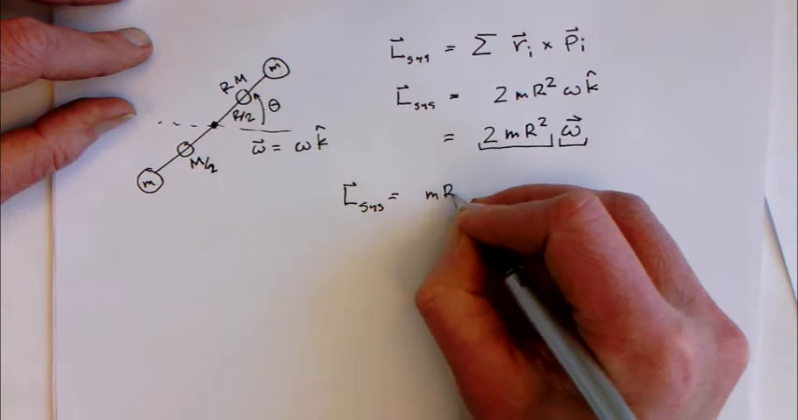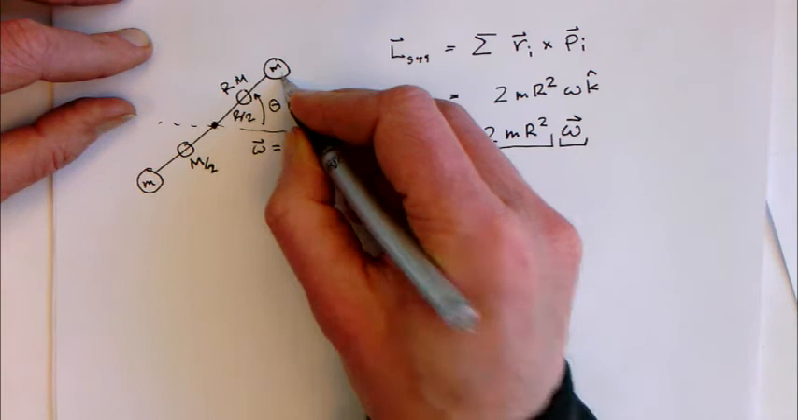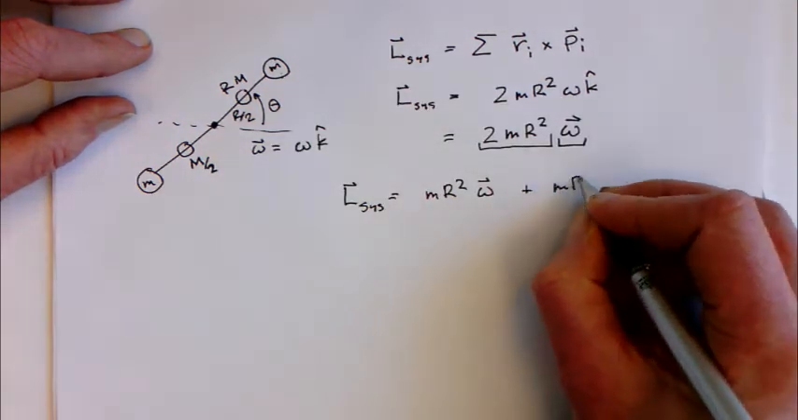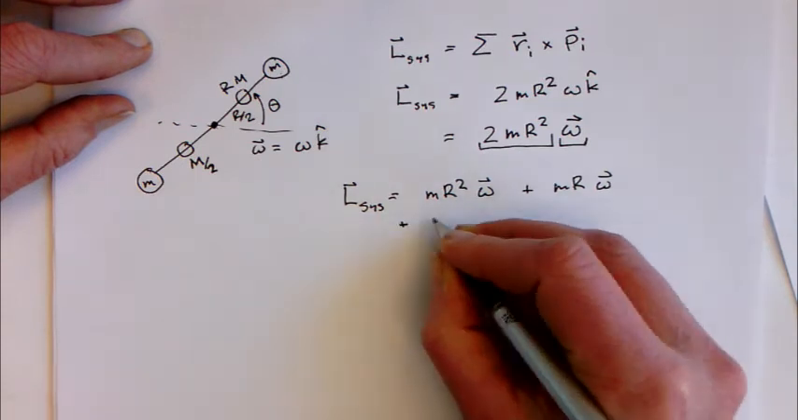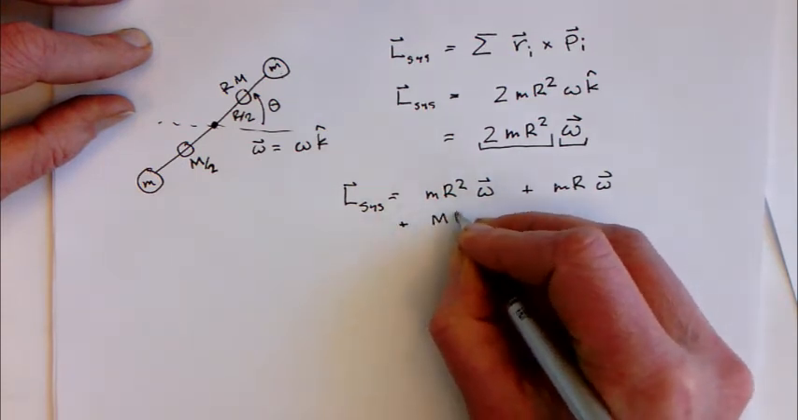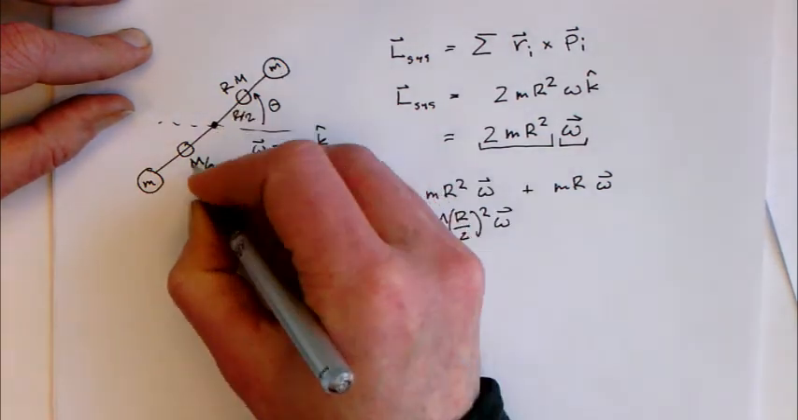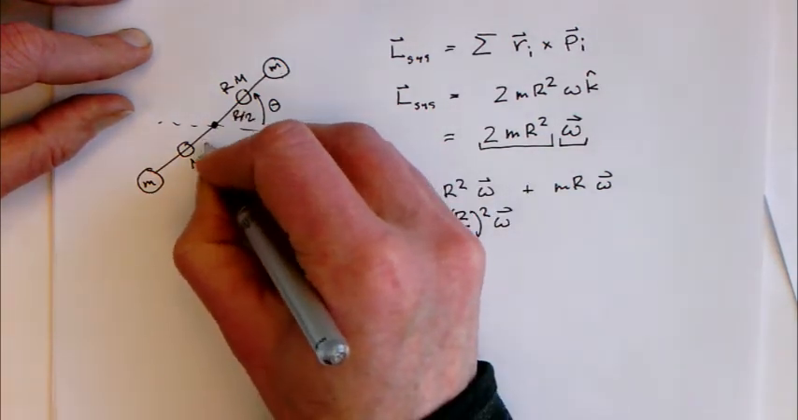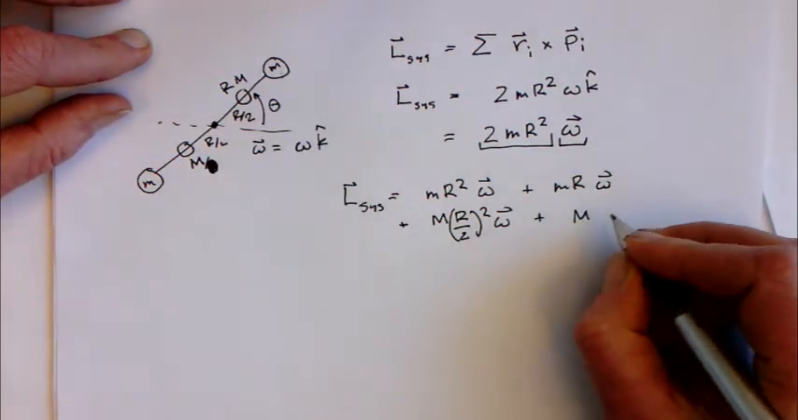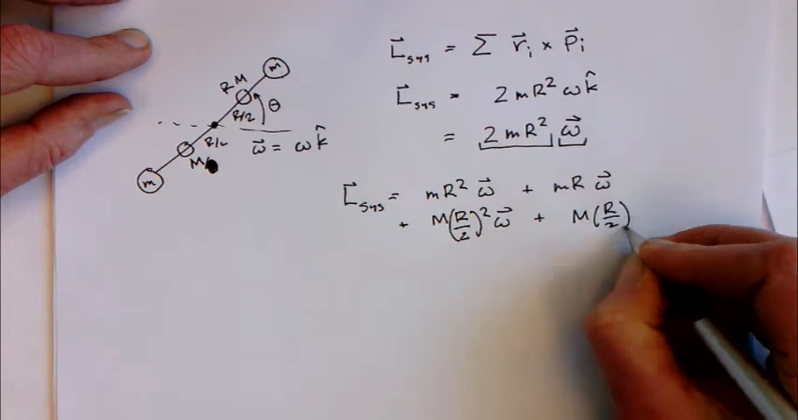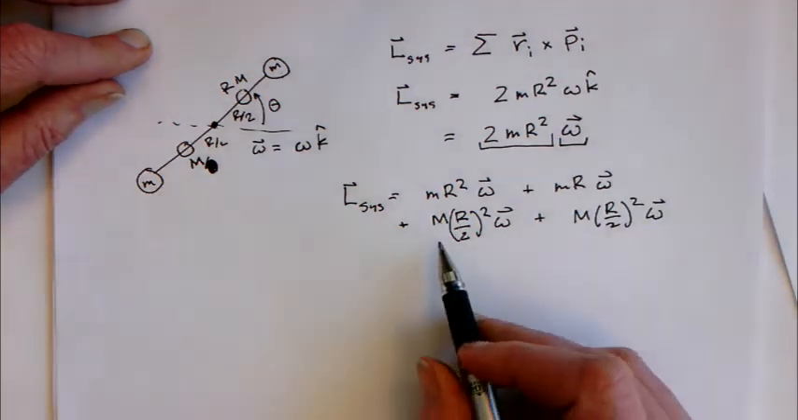I'd get an mr squared times omega for the first mass. I'd get an mr squared times omega for the second mass. I'd get a big M times r over 2 squared times omega for the third mass. This is not big M over 2, this is r over 2. And then finally for the fourth mass, I'd also have a big M times r over 2 squared times omega.